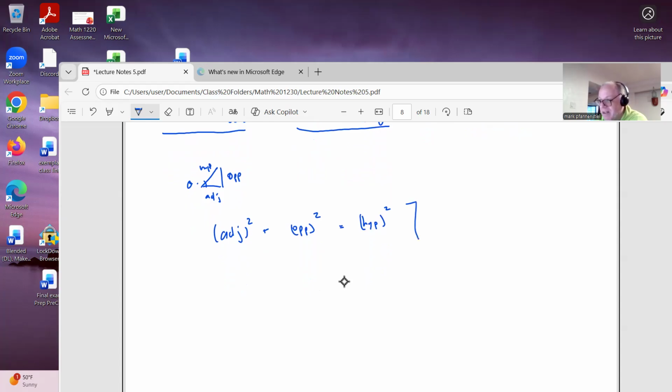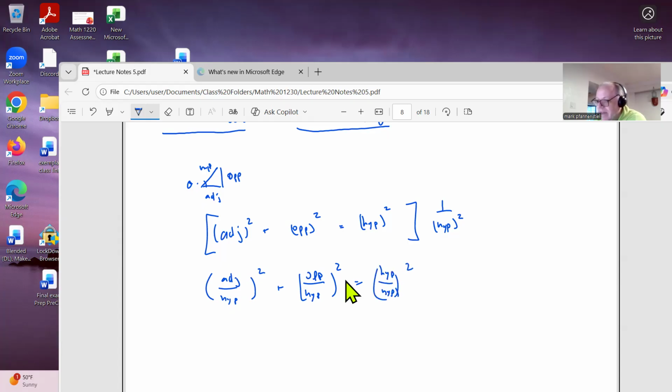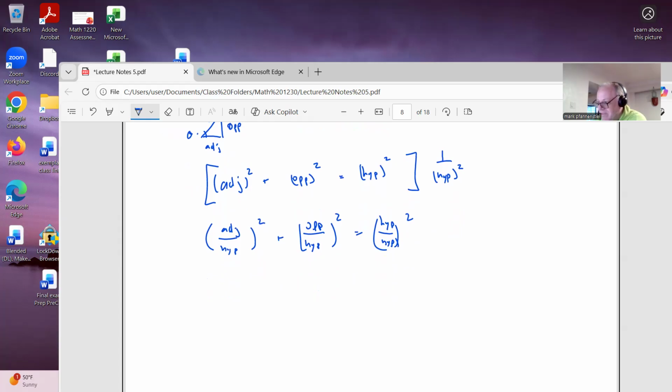But now what I'm going to do is divide everybody by hypotenuse. I'm going to multiply both sides of my equation by 1 over hypotenuse squared. Okay, assuming we have a right triangle, this can't be 0, right? So we're not dividing by 0 here. We just divide by hypotenuse squared. So what I have here is adjacent over the hypotenuse, squared, plus opposite over the hypotenuse, squared, is equal to hypotenuse squared over hypotenuse squared. Now, we're going to go ahead and simplify this down. This is just going to be 1, okay?